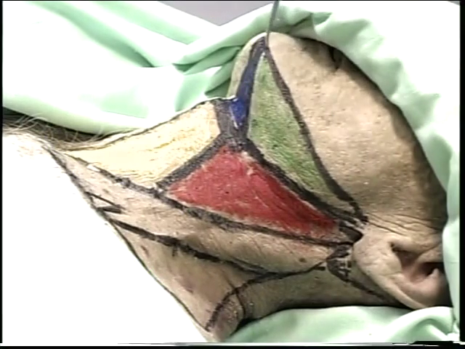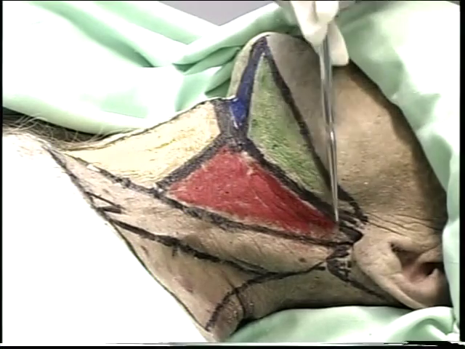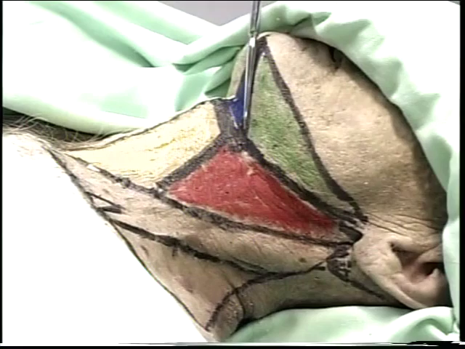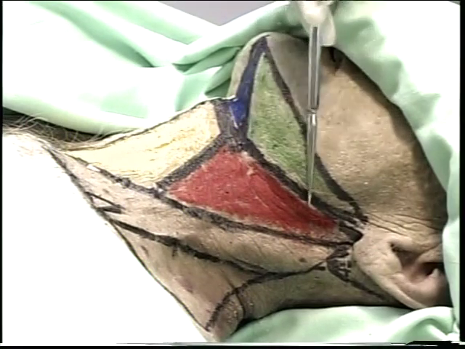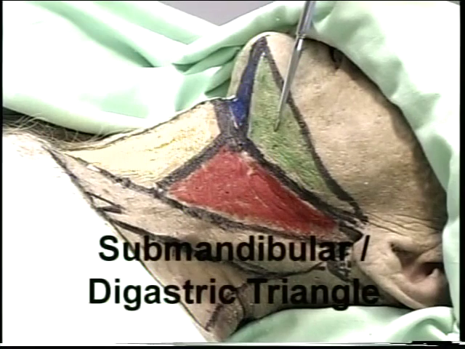Looking in here, the green area is bounded by the lower border of the mandible, the posterior belly of digastric, and this black line, which is the anterior belly of the digastric. This is your digastric triangle, also known as the submandibular triangle because it contains the submandibular gland.